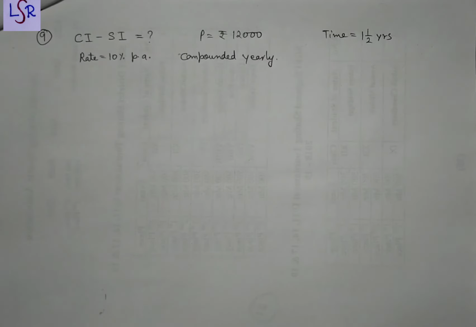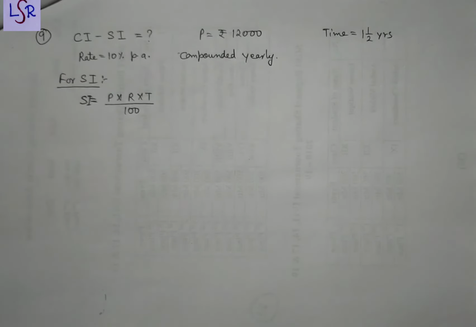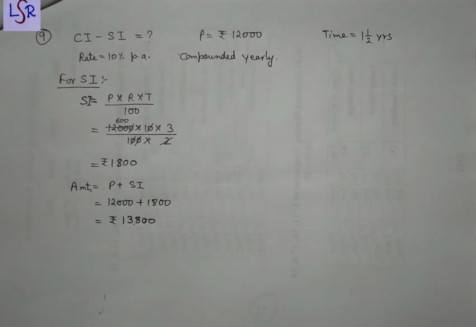Here in question number 9 you have to find the difference between the CI and SI on rupees 12,000 in 1.5 years at 10% per annum compounded yearly. So very first of all we are going to find the value of CI and SI. Here for SI we use PRT/100, place the values, and we get SI as 1800 rupees. Then the amount for SI will be 13,800.